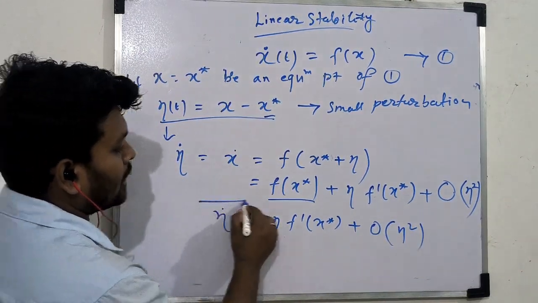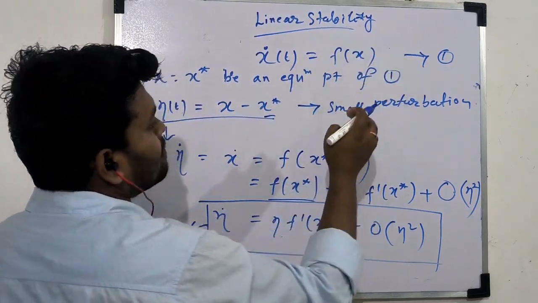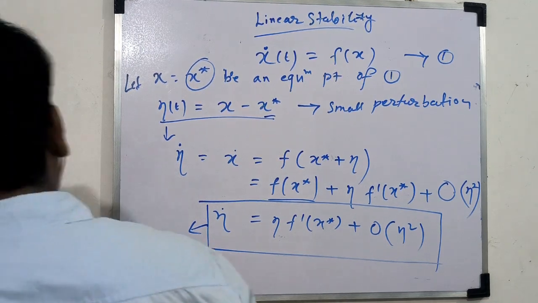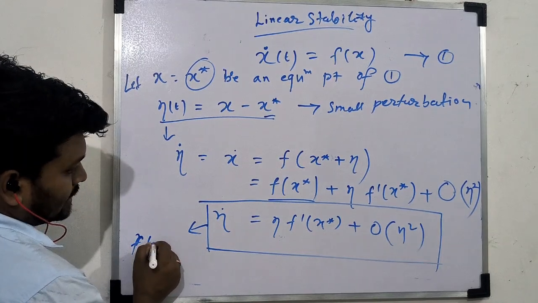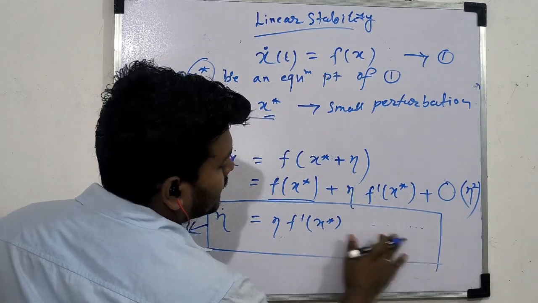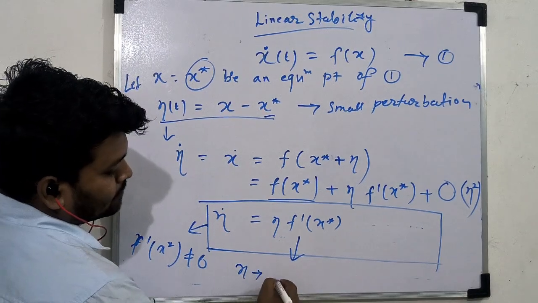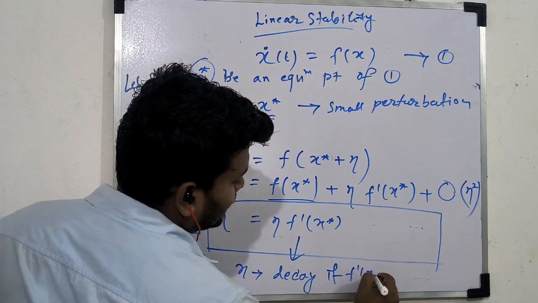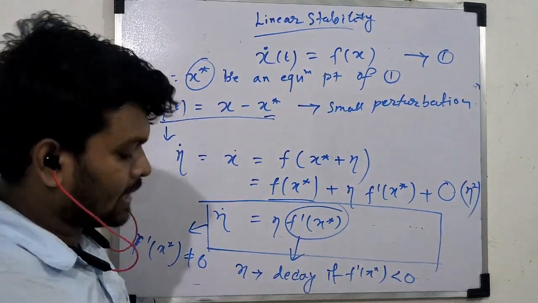This is the linearization of this system about this equilibrium point. So from this equation, if f dash x star is not equal to 0, then we can eliminate this term. By neglecting this, from this equation we say this perturbation will exponentially decay if f dash x star is less than 0, and exponentially grows when this is greater than 0.